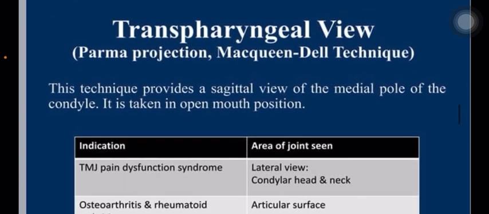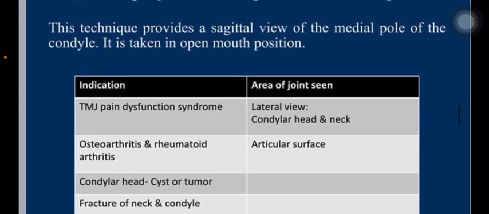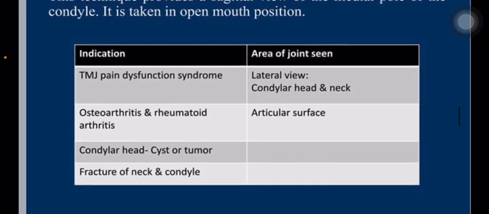Then the transpharyngeal view, also known as the Parma projection or the McQueen-Dell technique. This technique provides a sagittal view of the medial pole of the condyle. It is taken only in open mouth position. Indications are TMJ pain dysfunction syndrome, osteoarthritis, rheumatoid arthritis, condylar head cyst or tumor, and in cases of fracture. The area of interest is the lateral view of the condylar head and neck and articular surface.